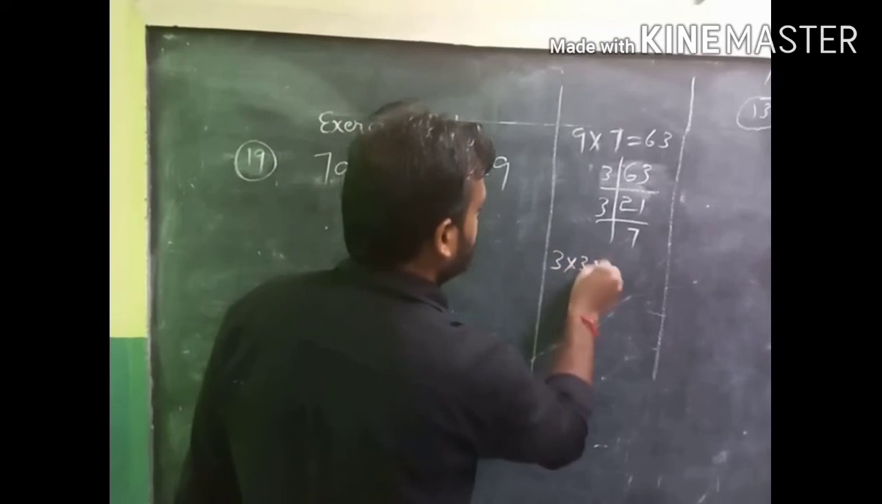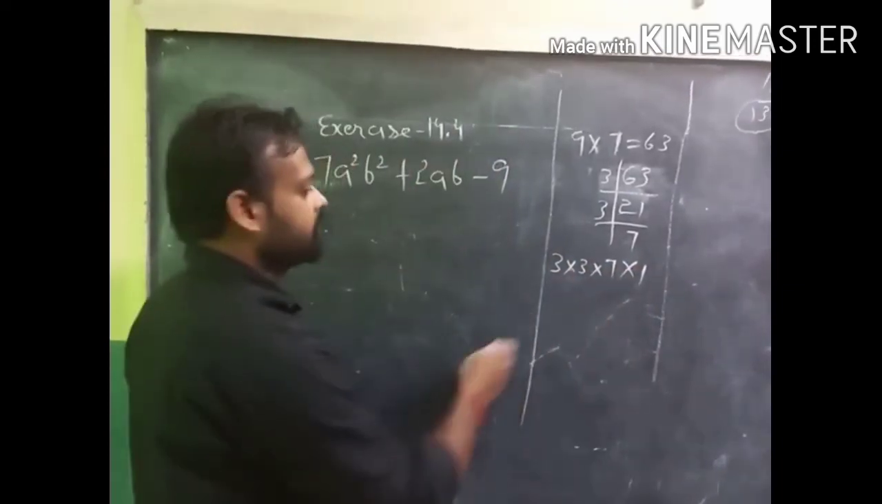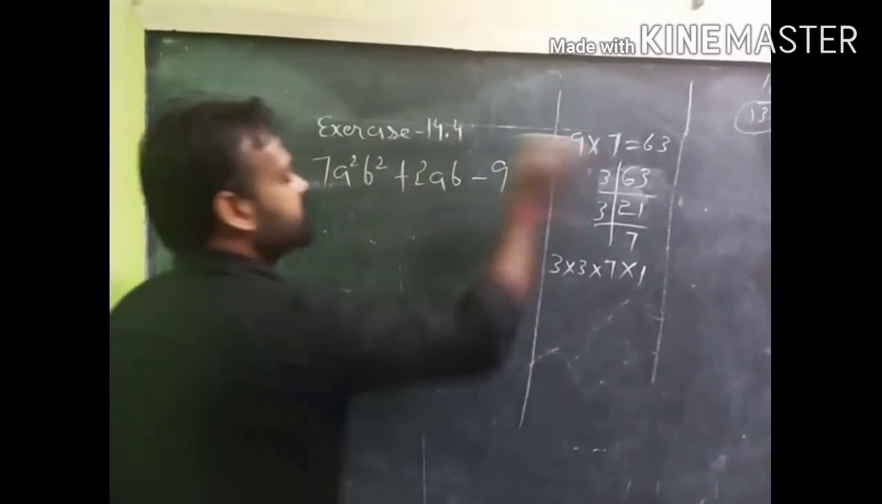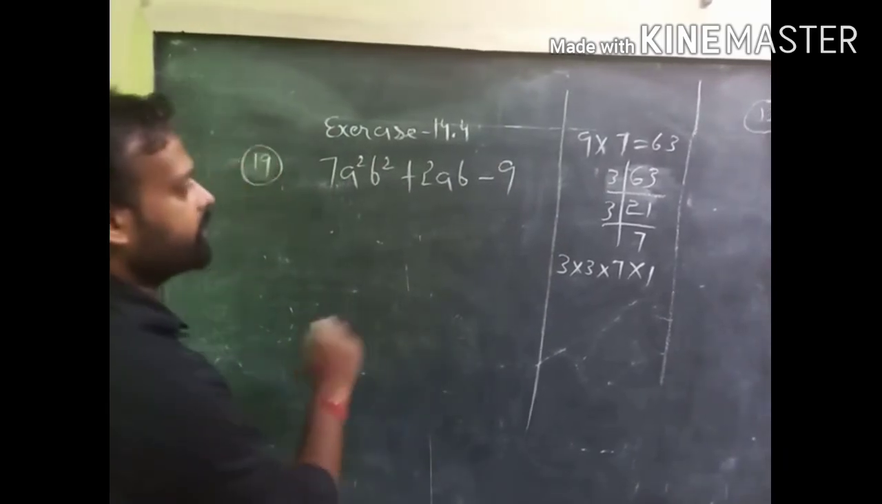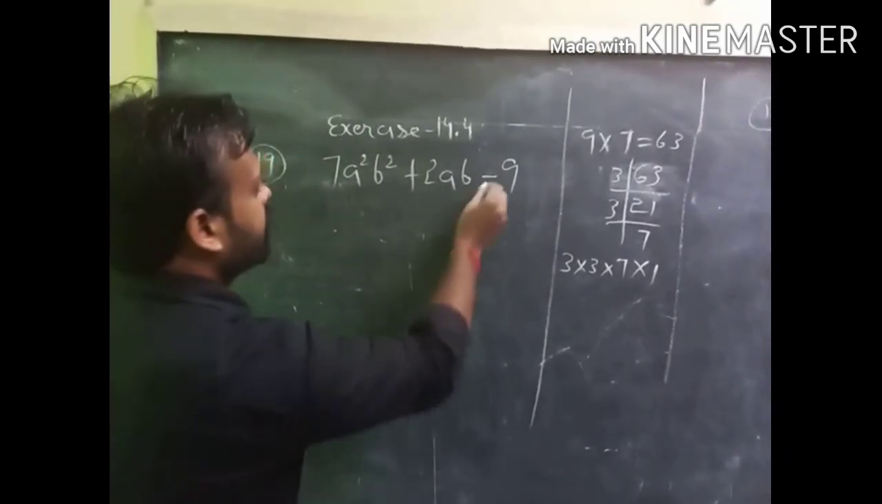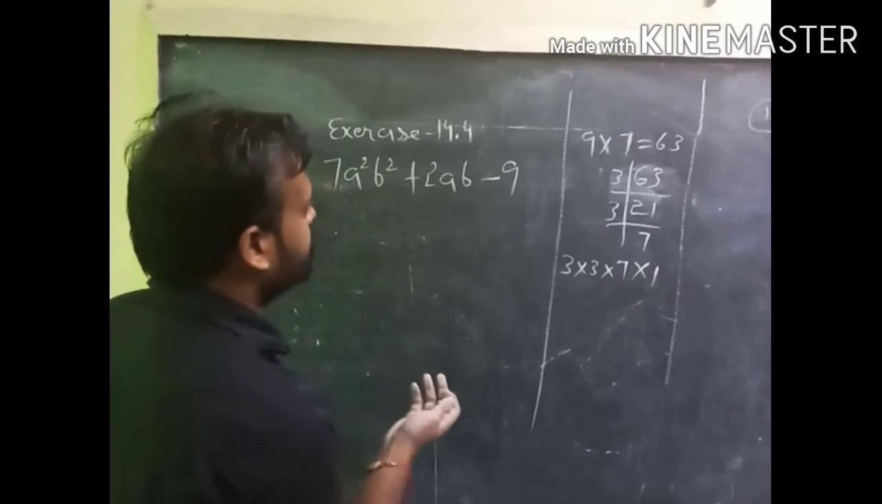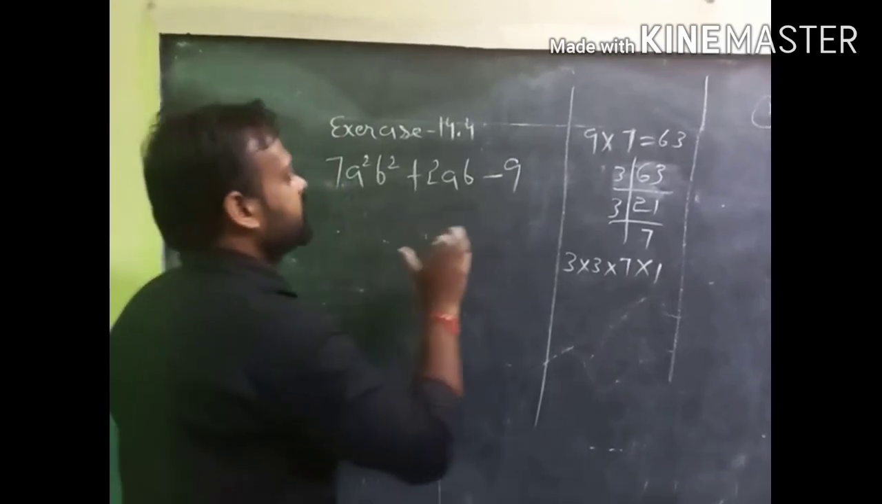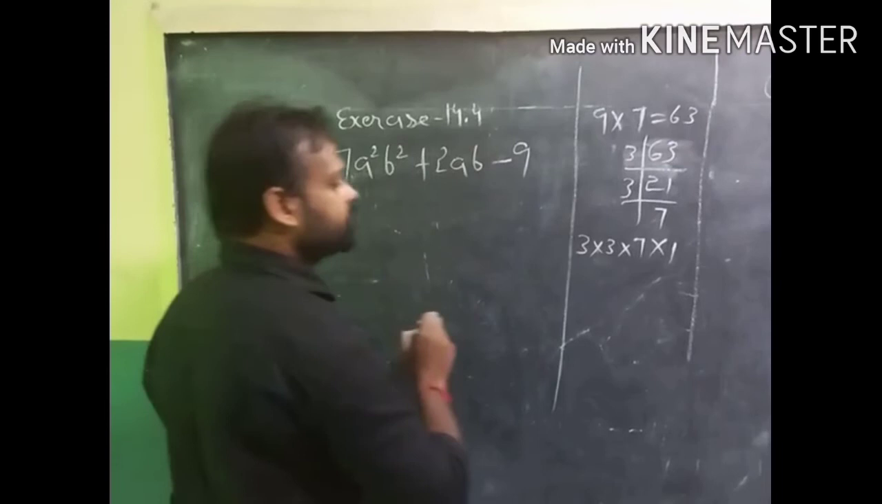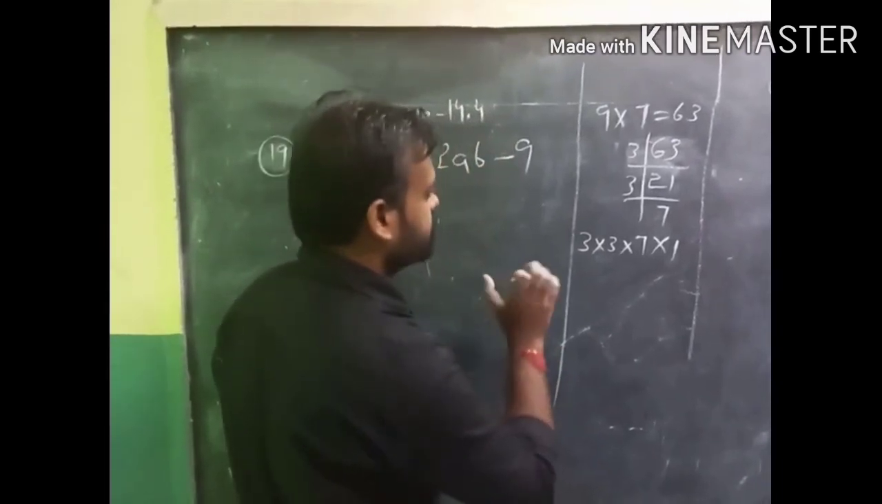Write down this 3 into 3 into 7, of course 1 is also here. So 7 3 is 21, 21 3 is 63. So in this way we can find out the factors of this 63, and of course here is a minus sign. So again we have to take the terms in such a way that the subtraction of these two terms should be equal to 2. How can we take this one? Now we have to think about this one.